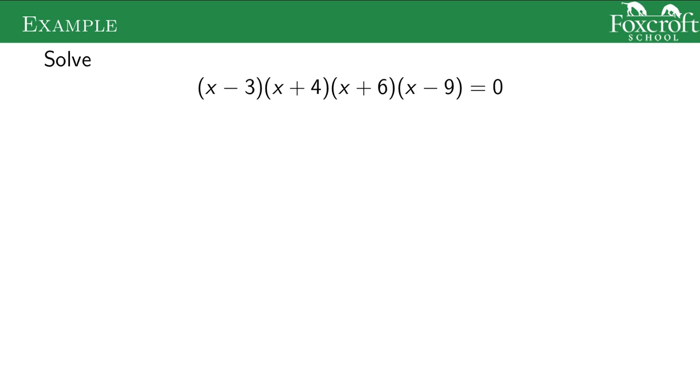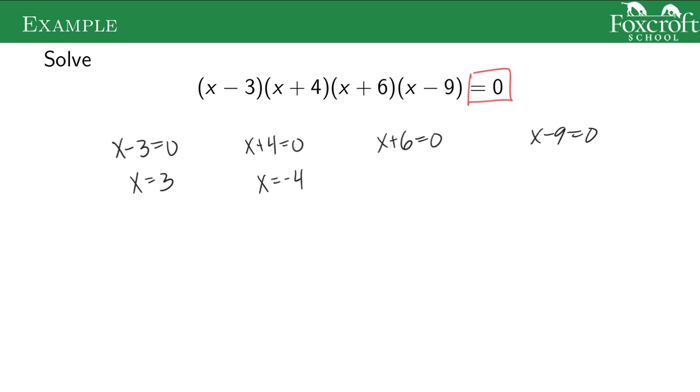Taking that to the extreme, you could have as many things being multiplied together as possible, as long as they're equal to 0. If there's any other number over here, this doesn't work. But since it's 0, I can change this equation into x minus 3 equals 0, or x plus 4 equals 0, or x plus 6 equals 0, or x minus 9 equals 0. If any of those individual factors is 0, it makes the whole thing 0 and makes the equation true. So here I add 3, subtract 4, subtract 6, add 9, and I get these 4 answers. And those are the only 4 answers because of the zero product property.